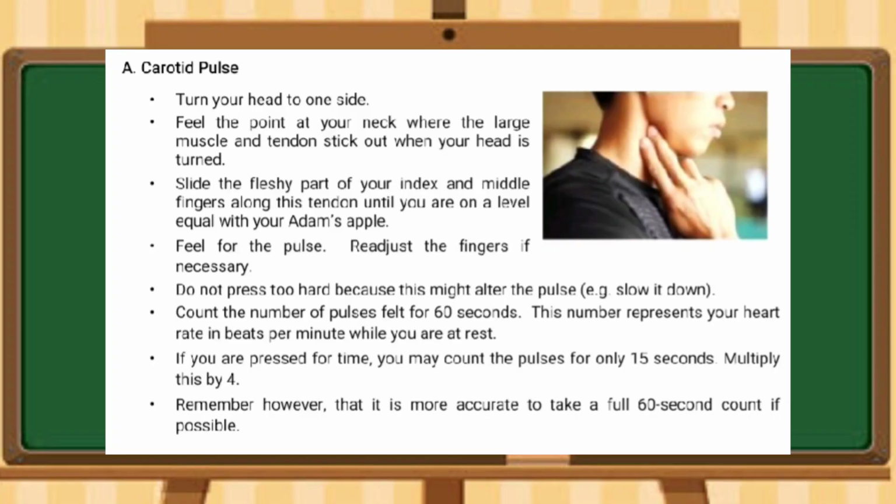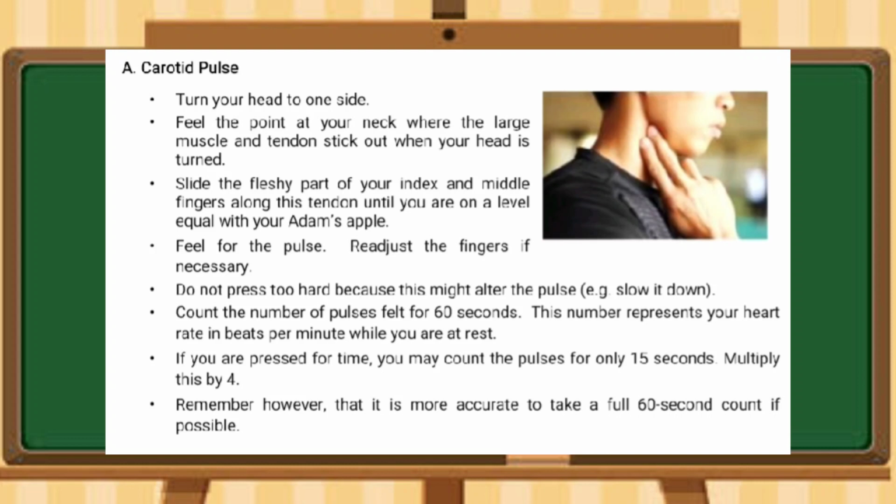Carotid pulse. Turn your head to one side. Feel the point at your neck where the large muscle and tendon stick out when your head is turned. Slide the pleasure part of your index and middle fingers along this tendon until you are on a level equal with your Adam's apple. Feel for the pulse. Readjust the fingers if necessary. Do not press too hard because this might alter the pulse.